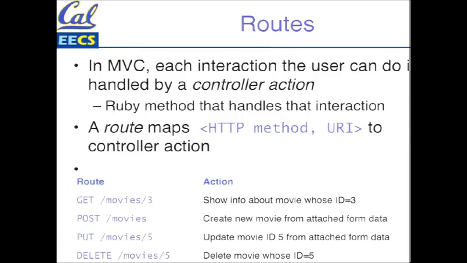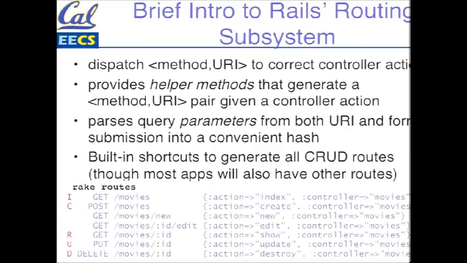A brief introduction to the part of Rails that deals with routes, so that you know what you're getting into. The routing subsystem does a couple of different things for you. One of them is what we just saw: it takes a method and an incoming URI and dispatches it to the correct controller action. But it also does a few other things.